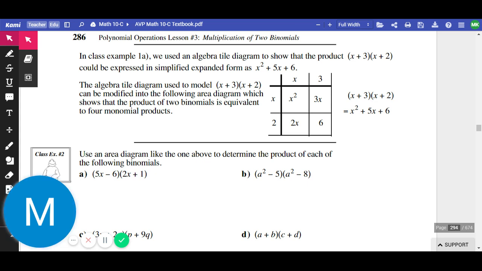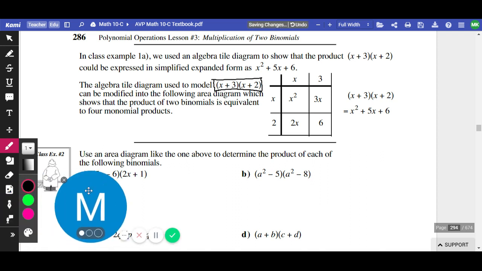Okay, the first question they filled out for you, they're multiplying x plus 3 times x plus 2. Okay, that's a binomial and a binomial. I know they're both binomials because the first set of brackets has a plus in the middle, right? So that's two terms, x and 3. The second binomial is x plus 2. There's a plus in the middle, so x and 2 are two separate terms.